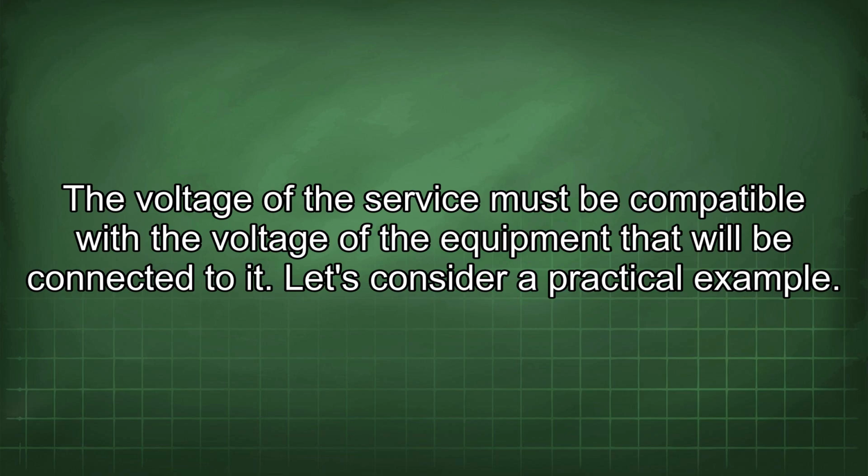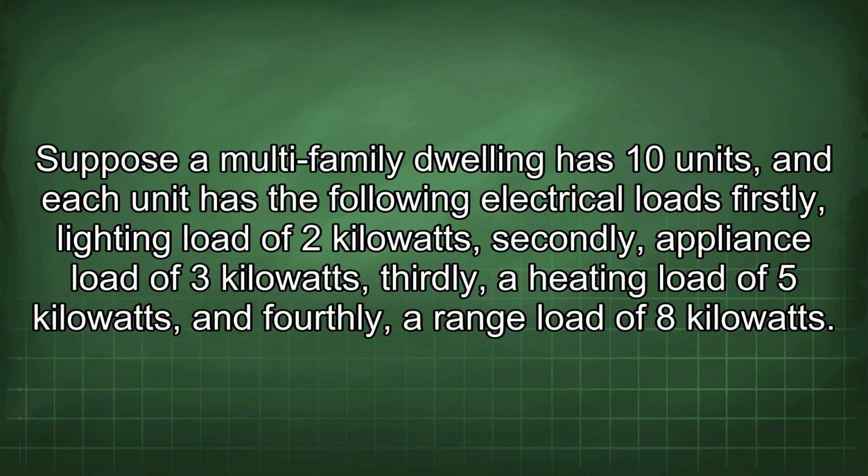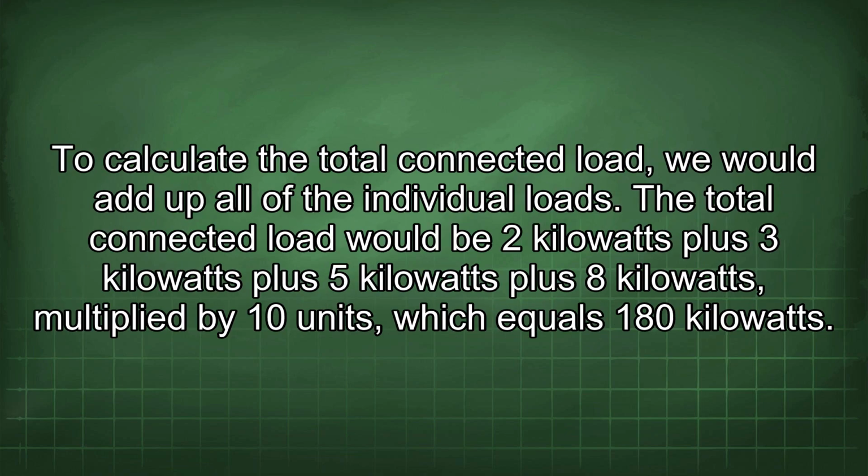Let's consider a practical example. Suppose a multi-family dwelling has 10 units, and each unit has the following electrical loads. Firstly, lighting load of 2 kilowatts. Secondly, appliance load of 3 kilowatts. Thirdly, a heating load of 5 kilowatts. And fourthly, a range load of 8 kilowatts. To calculate the total connected load, we would add up all of the individual loads. The total connected load would be 2 kilowatts plus 3 kilowatts plus 5 kilowatts plus 8 kilowatts multiplied by 10 units, which equals 180 kilowatts.